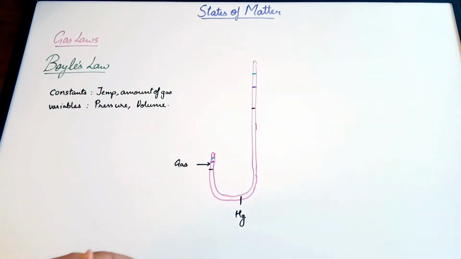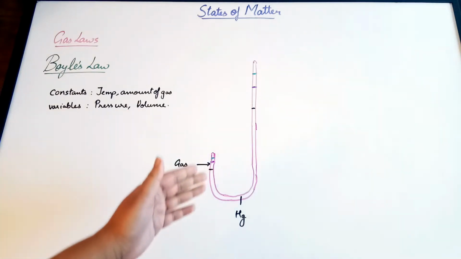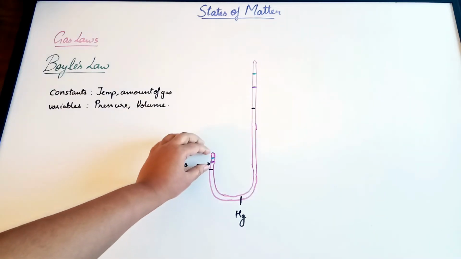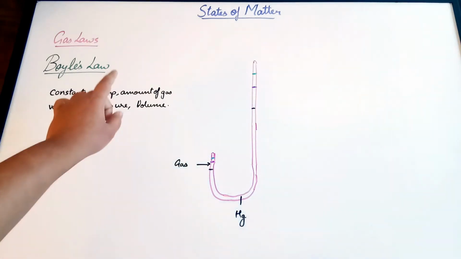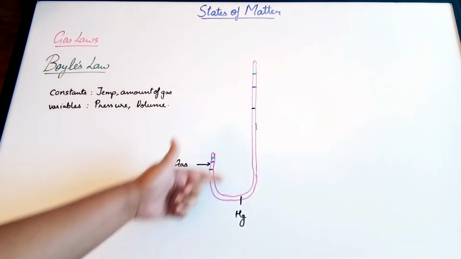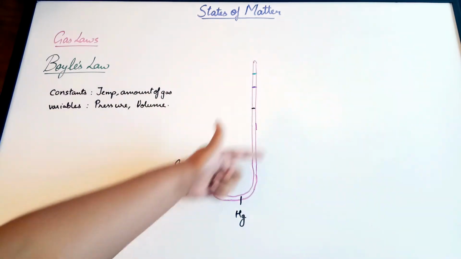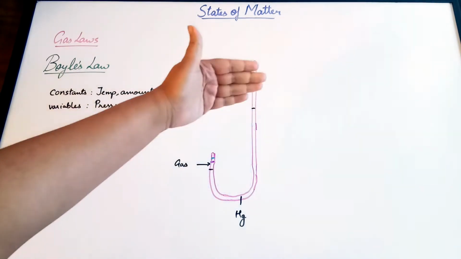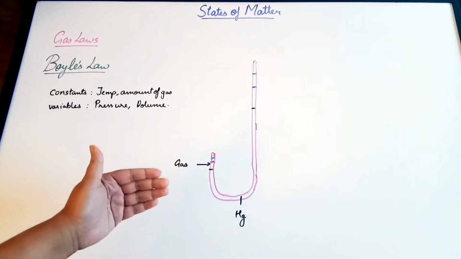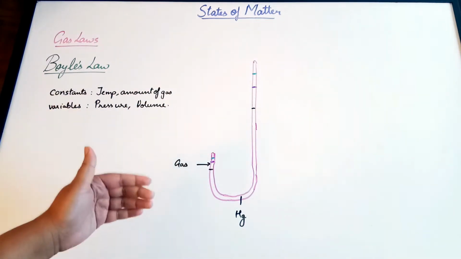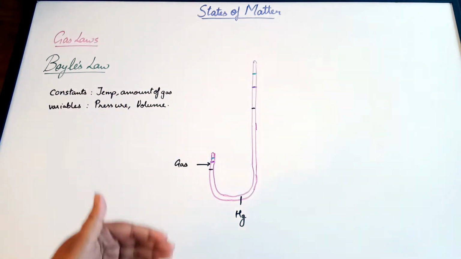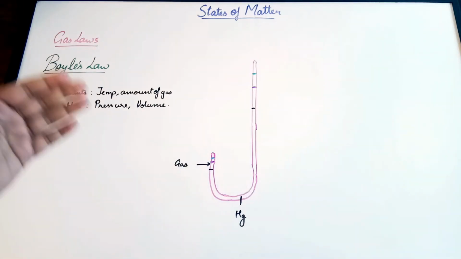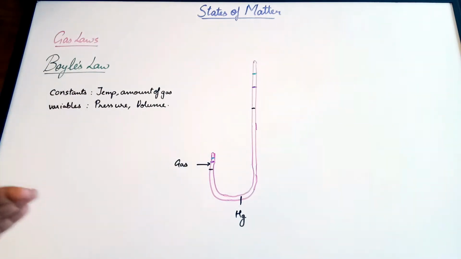I will repeat the experiment again. He trapped some amount of gas over here, so the amount of gas is going to stay the same. This is basically mercury from here to here. When he added mercury, he thereby increased the pressure on the gas, and when the pressure was increased, the volume started to decrease. So this meant that pressure and volume are inversely proportional to each other. And that is Boyle's law.